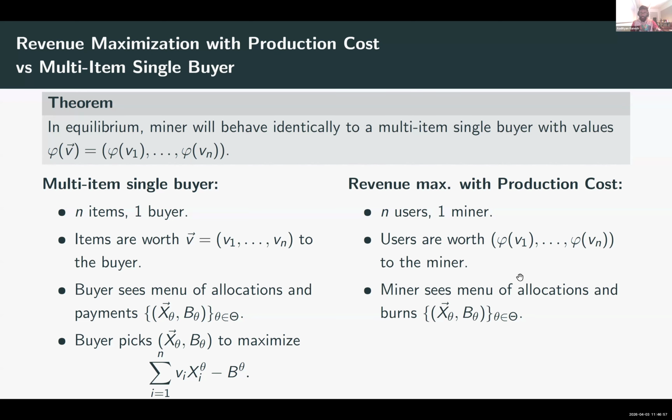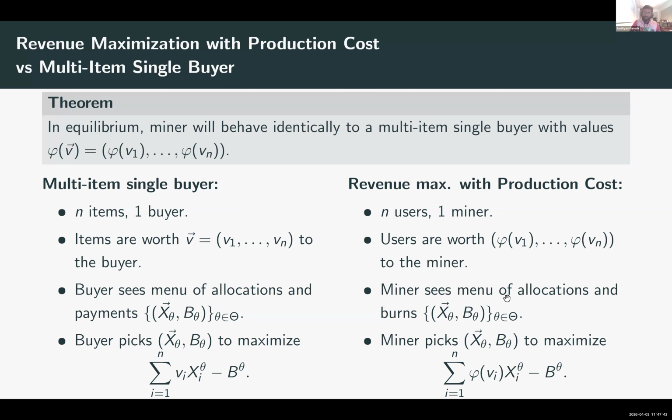And as I had mentioned in the protocol lens of a transaction fee mechanism, what does the miner see? The miner basically sees a menu of allocation and burns. So if the miner wants to allocate users according to the allocation probabilities x theta, the miner will have to burn b theta, right? So given this menu, how will the miner play? The miner is going to pick x theta comma b theta from his menu so as to maximize its virtual welfare. So the miner will pick x theta comma b theta so as to optimize the sum of phi of vi times the allocation probability of user i, minus the overall burn that is charged to the miner.